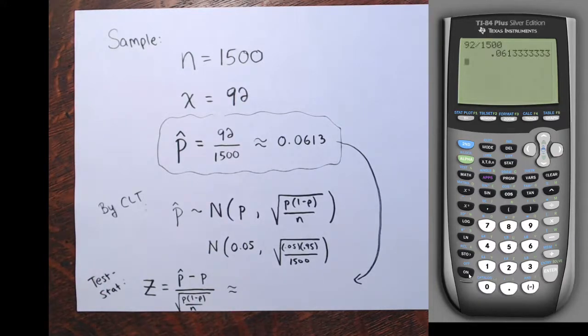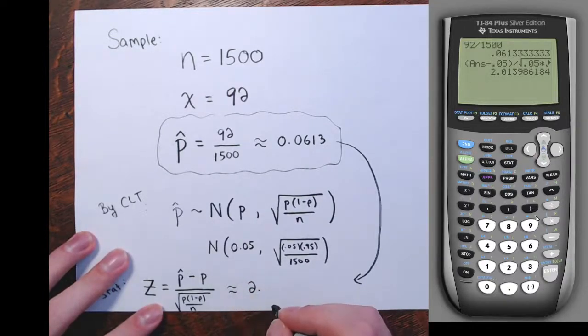So on the calculator, I already have that, so I'm just going to take, in parentheses, my previous answer, there's my p hat. Subtract 0.05, the assumed proportion from the null hypothesis. Make sure that's all in parentheses, and then divide by the square root of, and again make sure all of this is in the square root, p 0.05 times 1 minus p 0.95, divided by the sample size 1500, all inside that square root, and that's all in the denominator. So we're getting a z-score, if I round to 2 decimal places, of about 2.01. That's all they're asking for.